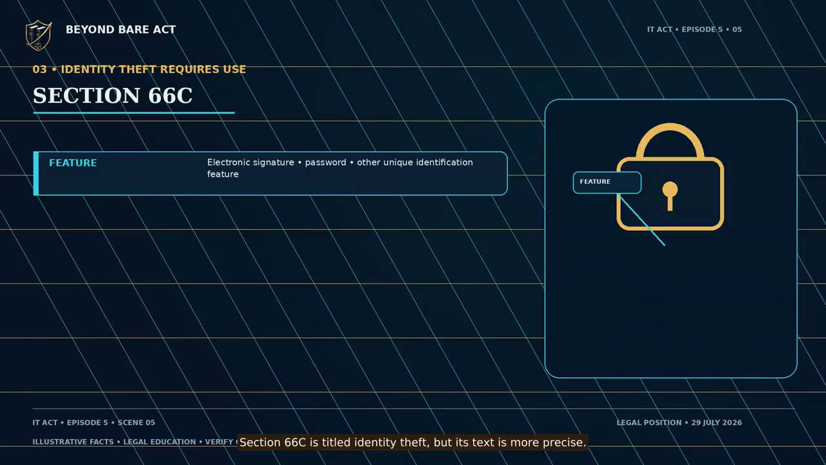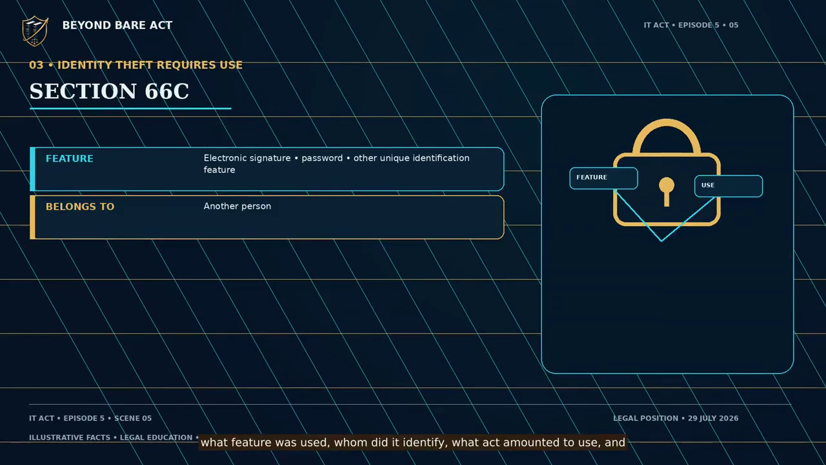Section 66C is titled Identity Theft, but its text is more precise. It applies when a person fraudulently or dishonestly makes use of another person's electronic signature, password, or other unique identification feature. Ask: what feature was used? Whom did it identify? What act amounted to use? And was that use fraudulent or dishonest?